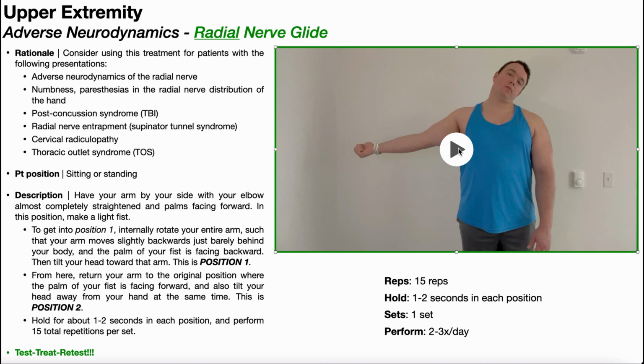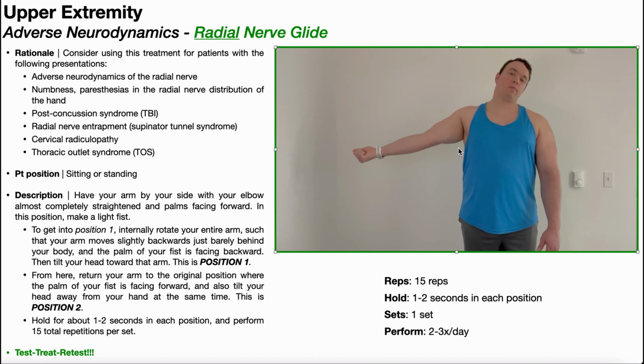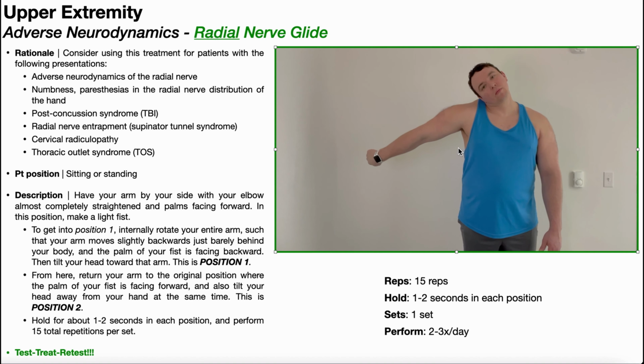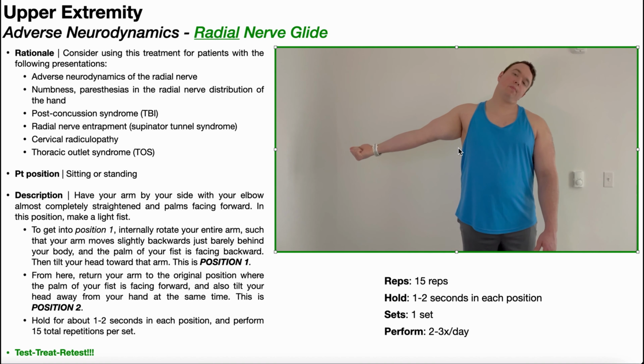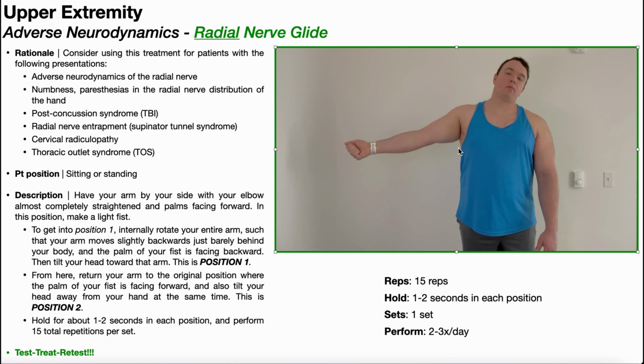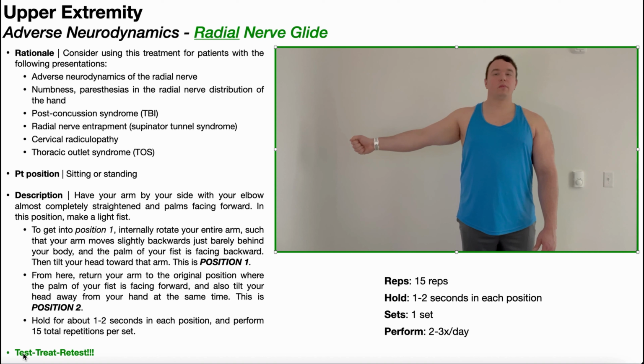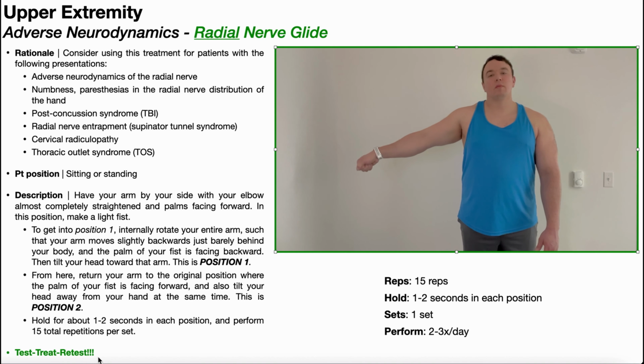But again, we're going to do the same movement. I'm going to go through that entire internal rotation, tilt the head toward. And we're just going to oscillate between position 1 and position 2. So there's really no difference between this nerve glide and the previous one, other than the fact that there's more shoulder abduction. Okay? And as always, we need to use the test, treat, retest model.